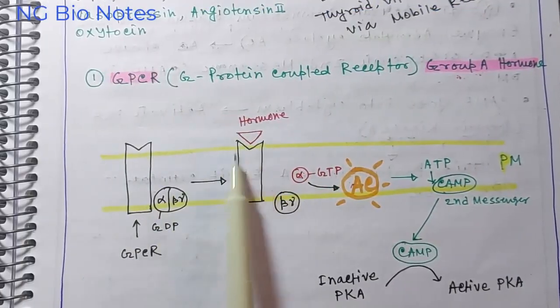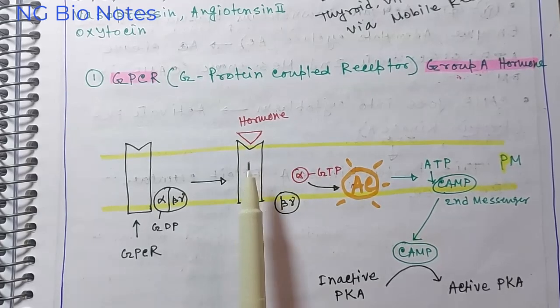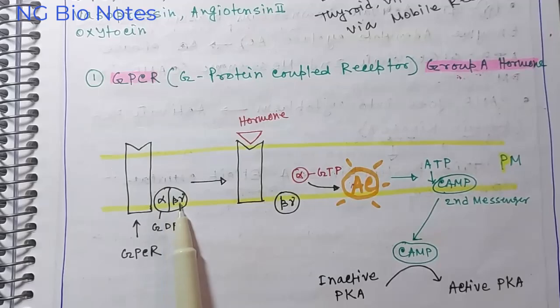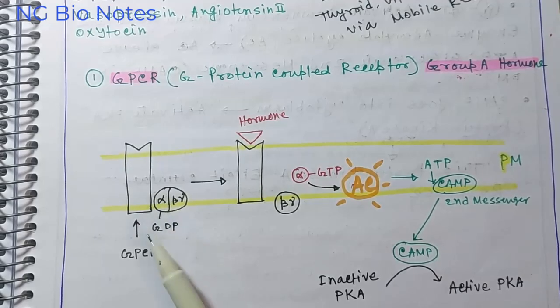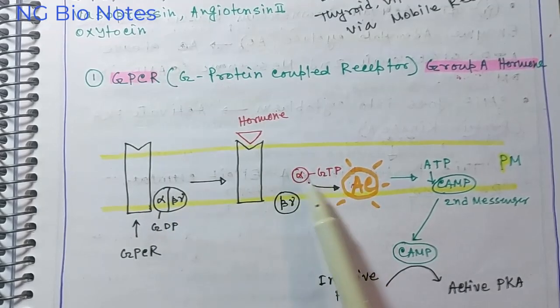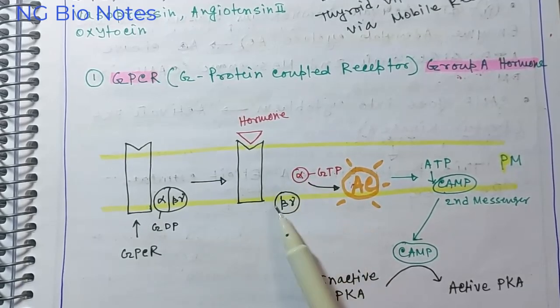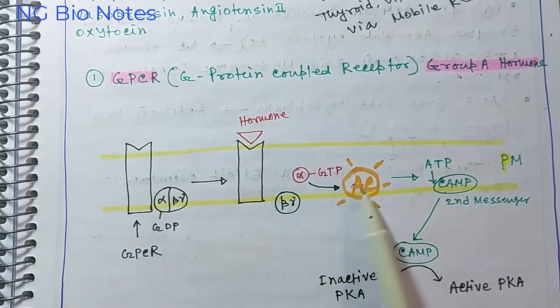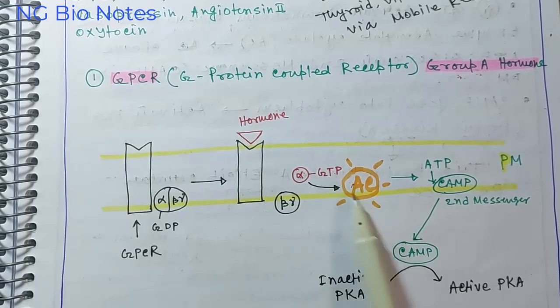And when hormone binds with this G-protein coupled receptor, the receptor will be activated, and this causes activation of this G-protein. In G-protein you can see GDP binds with the alpha subunit in its inactive state, but this GDP will be exchanged by GTP, and after binding of GTP with the alpha subunit, the beta and gamma subunits will be separated. Then this alpha GTP activates many downstream signaling molecules, and this signaling molecule may be adenylyl cyclase or phospholipase C.